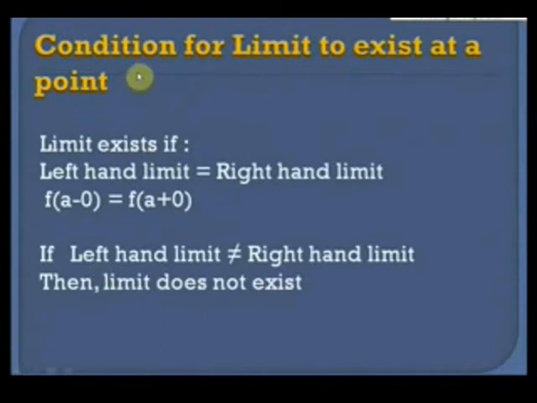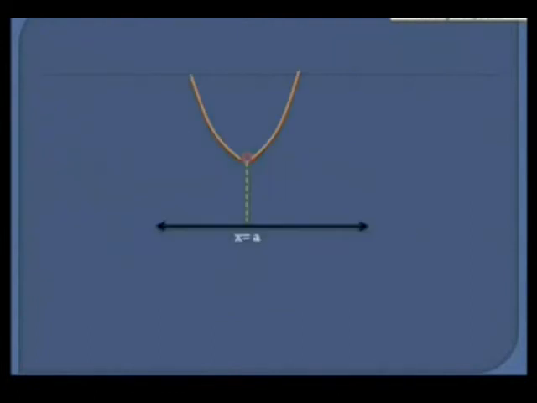Now let's look at the condition for limit to exist at any point. The limit exists if the left hand limit is equal to the right hand limit, that is f(a minus 0) is equal to f(a plus 0). Now a minus 0 denotes the points which are very much close to a but are actually less than a. Similarly, a plus 0 denotes the points which are very much close to a but are just greater than a. And if the left hand limit is not equal to the right hand limit, then we say that the limit does not exist at that point. So the condition for limit to exist at any point is that the left hand limit should be equal to the right hand limit.